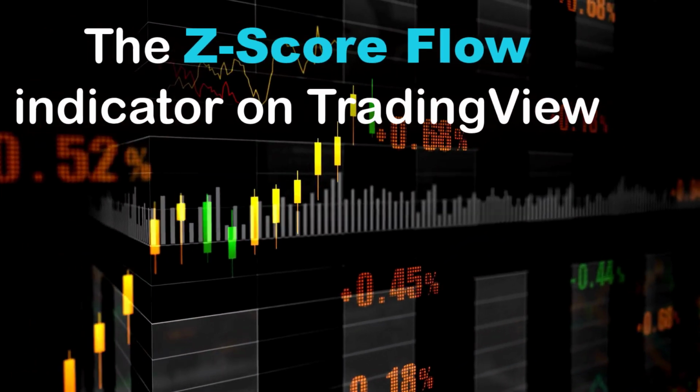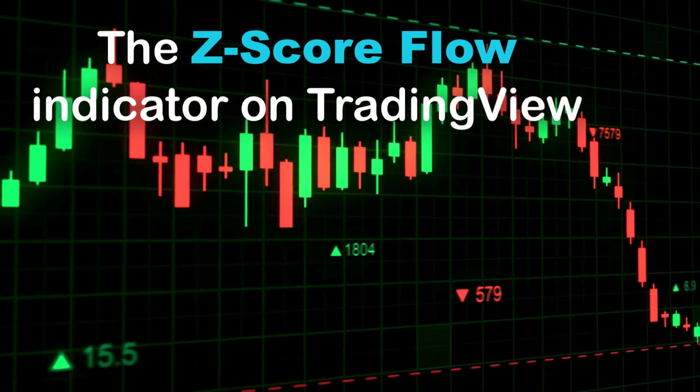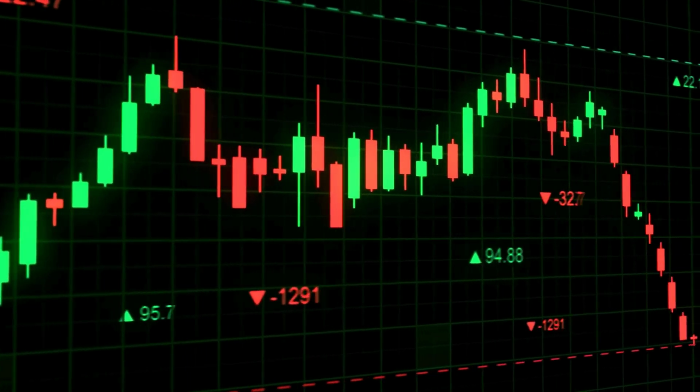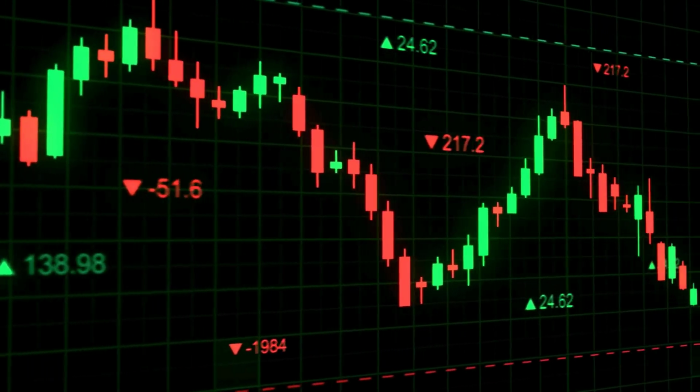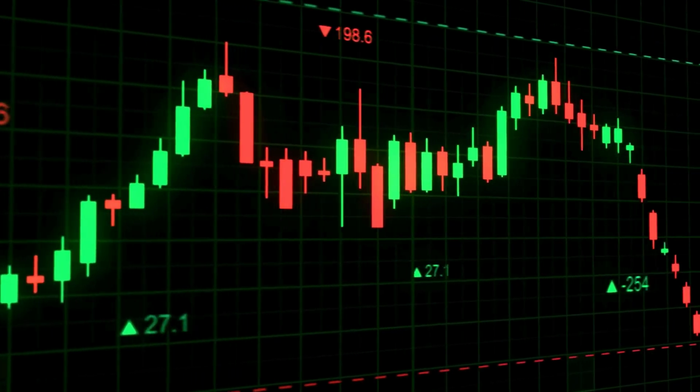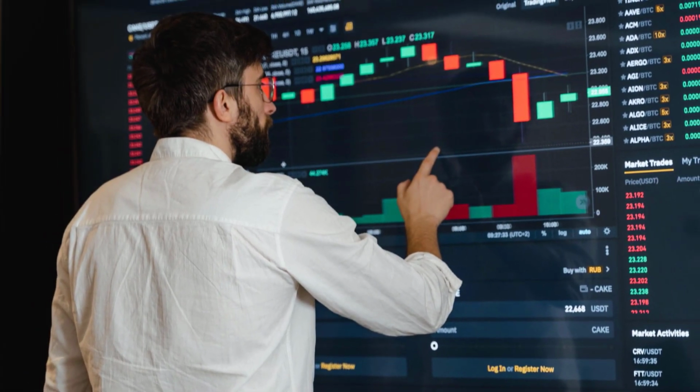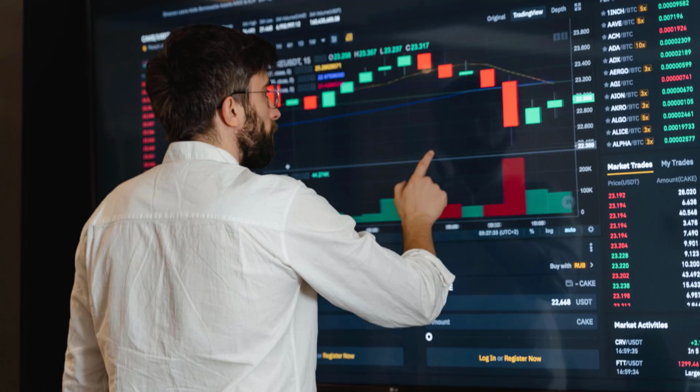In today's video, we're diving into a powerful tool that can help you spot market momentum shifts with precision, the Z-score flow indicator on TradingView. The Z-score flow is a statistical indicator that helps identify overbought and oversold conditions based on the Z-score, a measure of how far a value deviates from its mean.